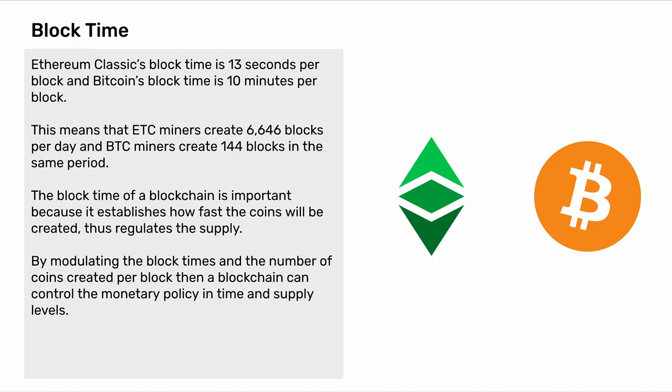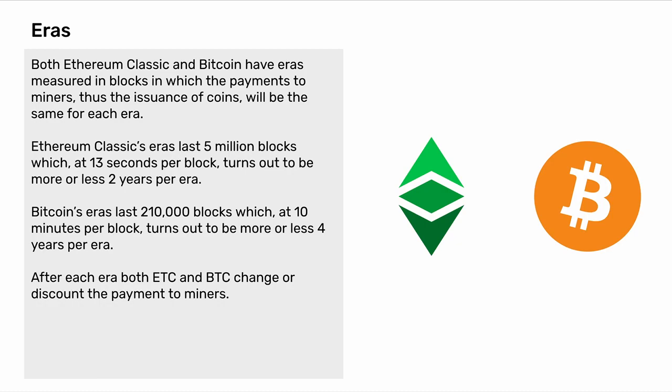Block time. Ethereum Classic's block time is 13 seconds per block, and Bitcoin's block time is 10 minutes per block. This means that ETC miners create 6,646 blocks per day, and BTC miners create 144 blocks in the same period. The block time of a blockchain is important because it establishes how fast the coins will be created, thus regulating the supply. By modulating the block times and the number of coins created per block, a blockchain can control the monetary policy in time and supply levels.